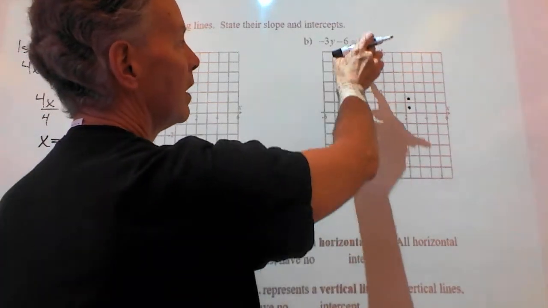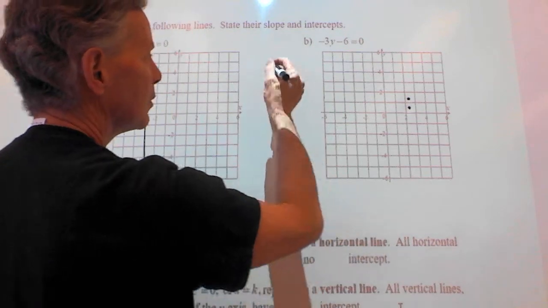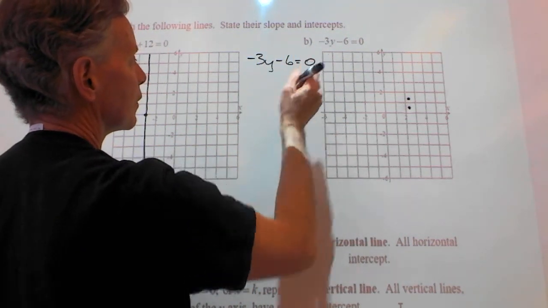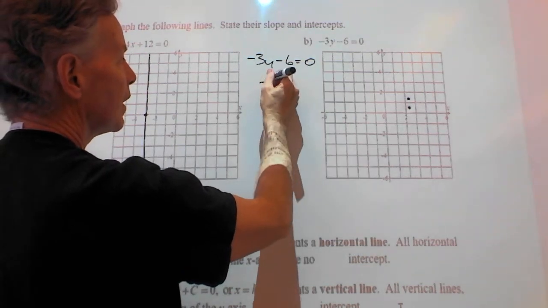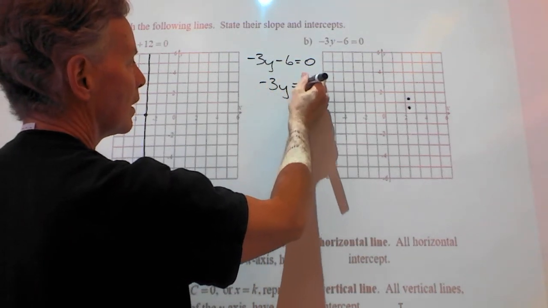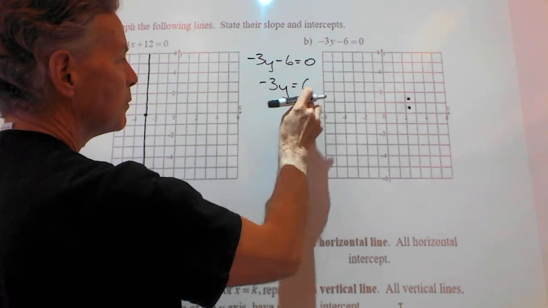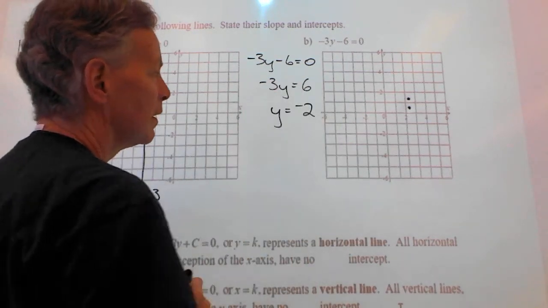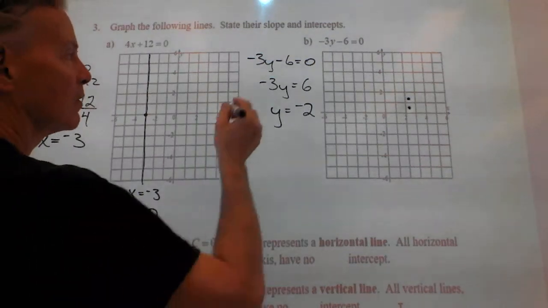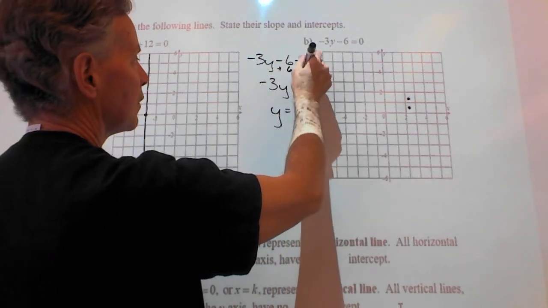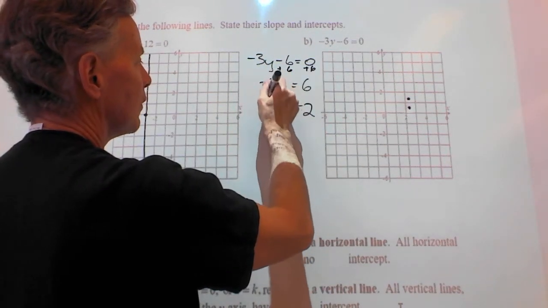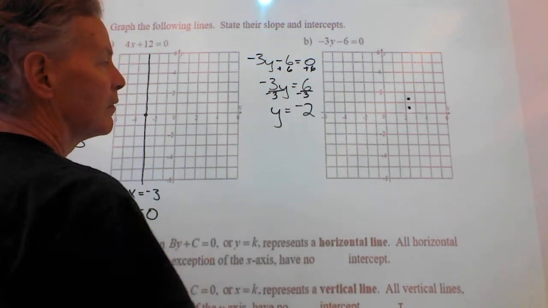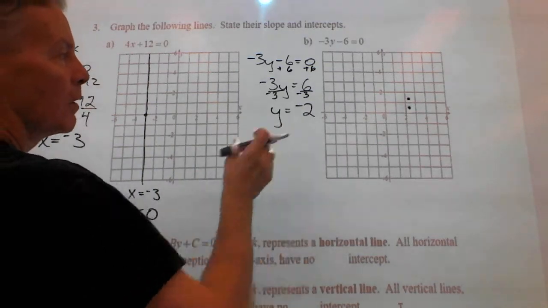Over here, again, isolate the variable first. We've got negative 3y minus 6 equals 0. Add 6 to both sides to give us negative 3y equals 6. Divide both sides by negative 3. That gives us y equals negative 2. Right? I'll just write that in. So we've added 6 to both sides here. We've divided by negative 3 here. And that's what gives us our final y equals negative 2.